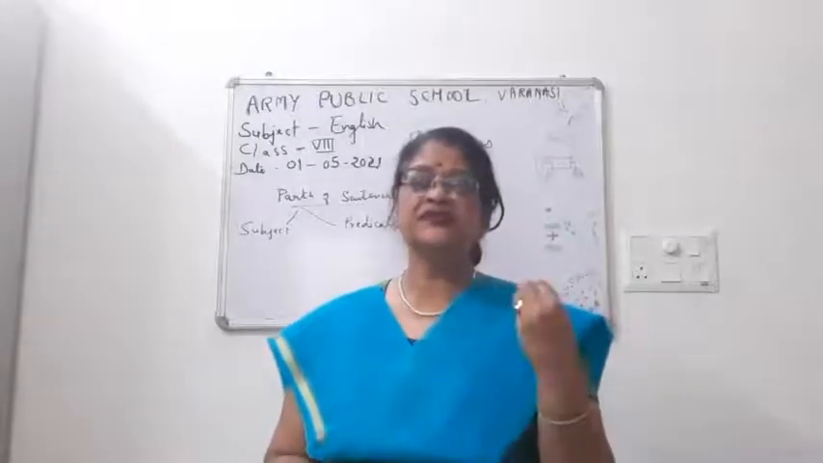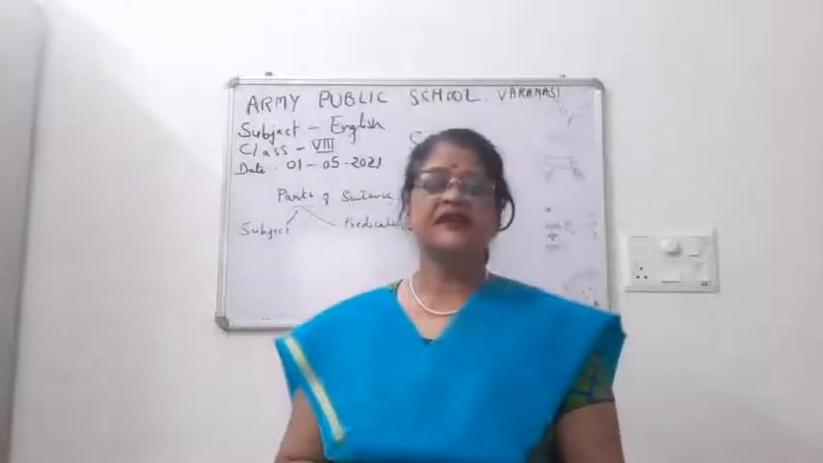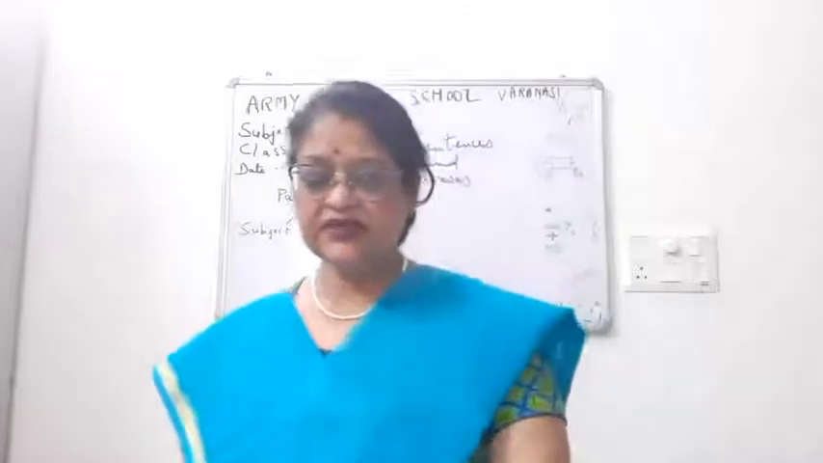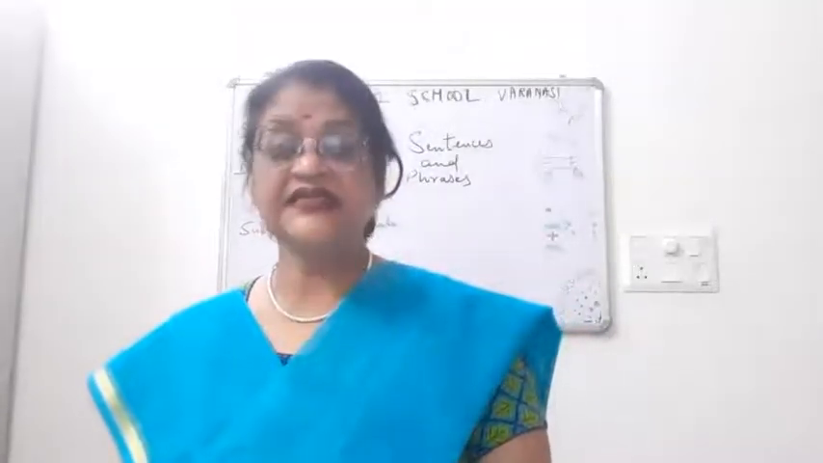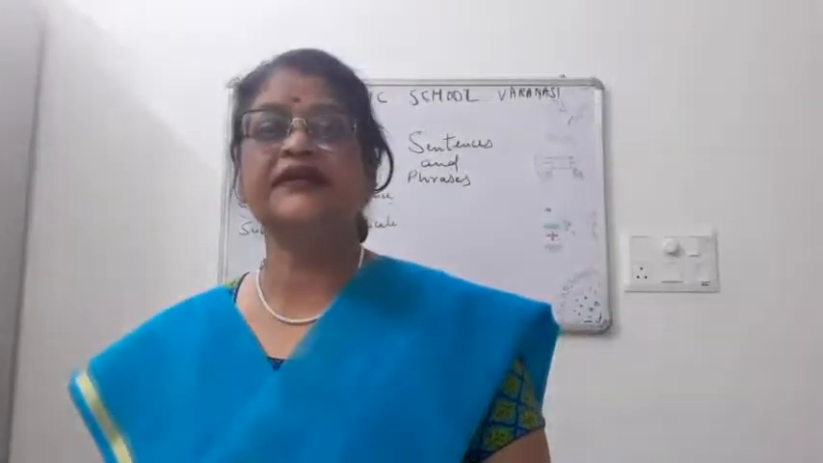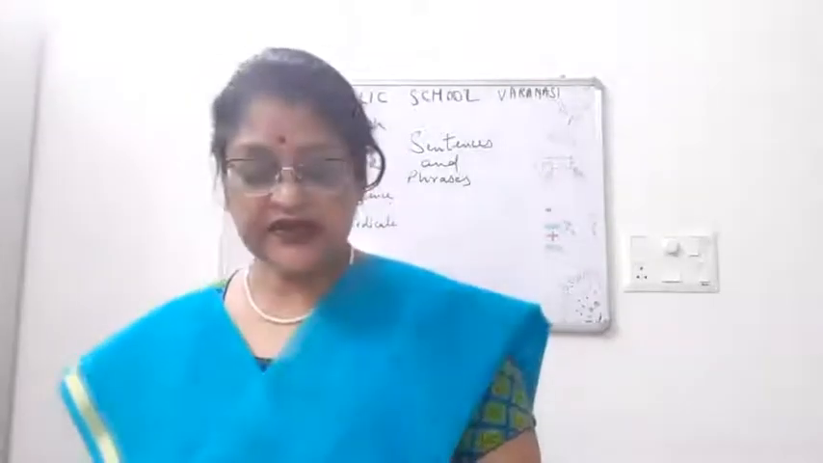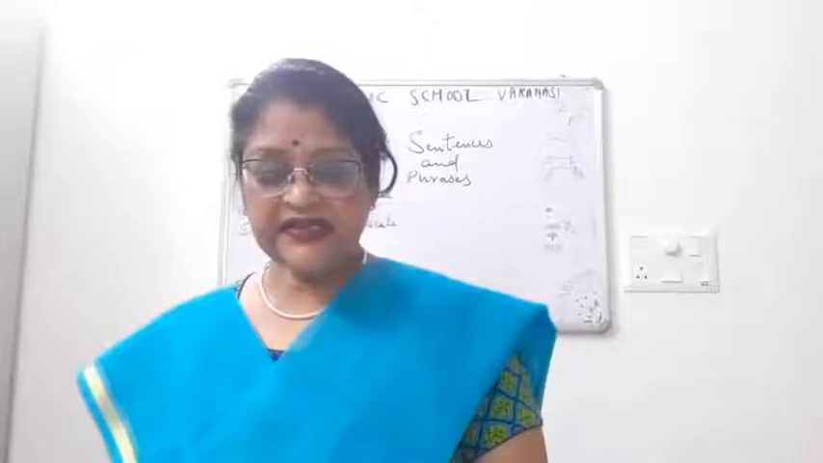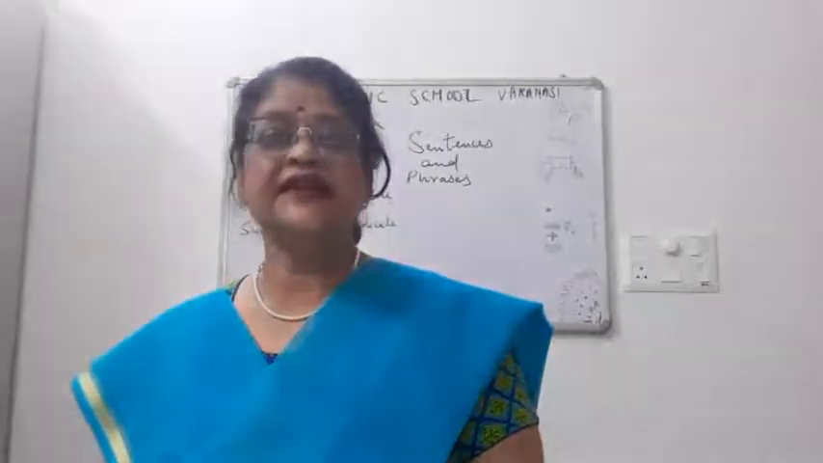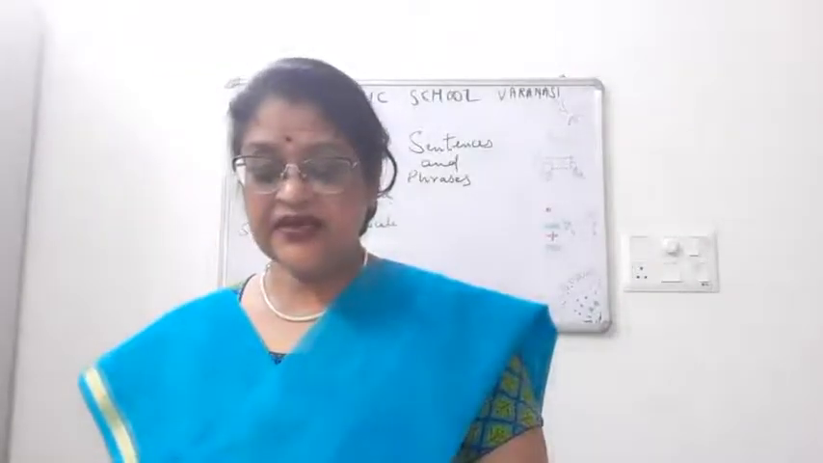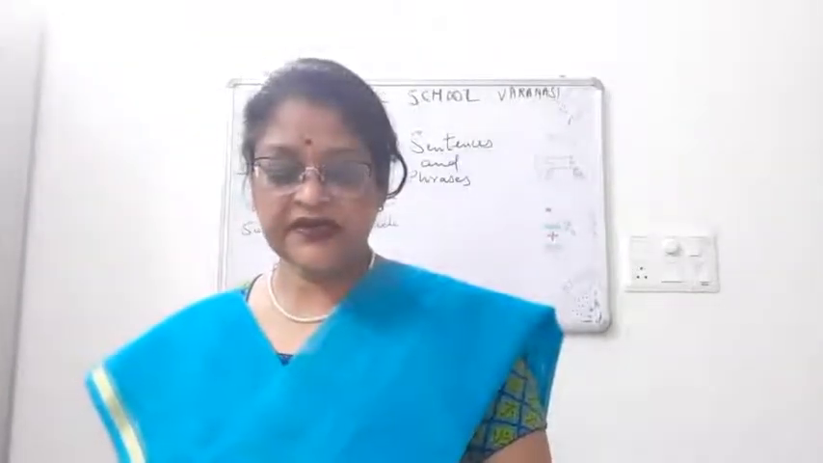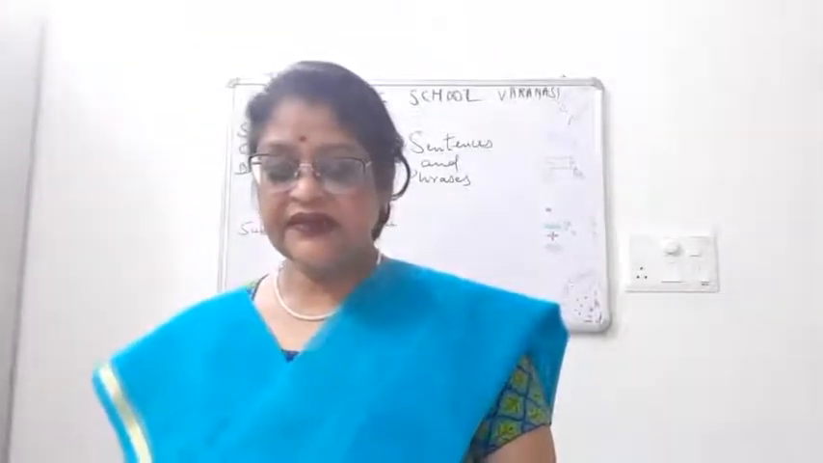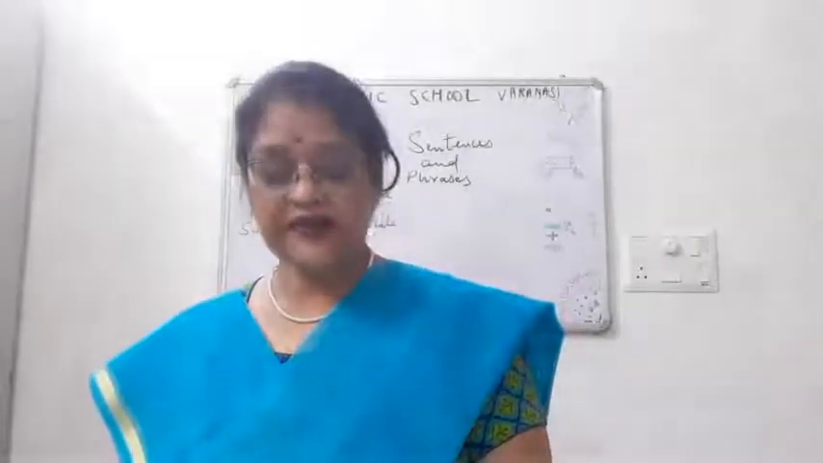Okay, so it is the first part of the sentence. This is known as subject. What is a subject? Children, it tells what a sentence is about. So that is the first part of the sentence. Now the predicate is the second part of a sentence that says something about the subject.